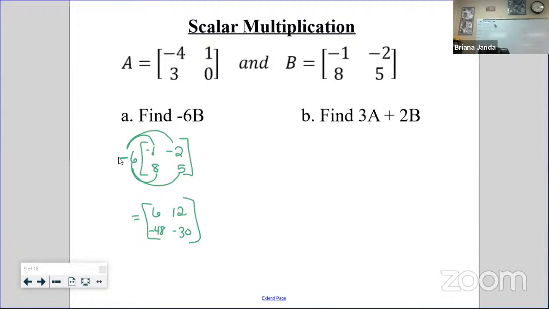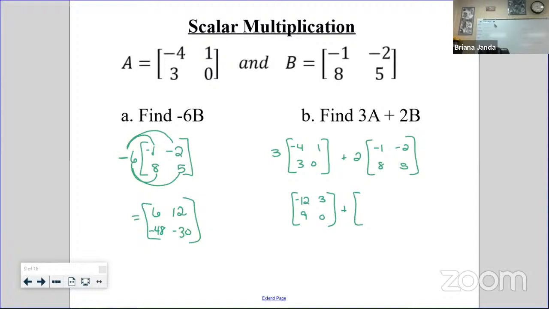Similarly, on this next one, which combines our multiplication and addition, I would multiply my scalar multiple through each of those and then combine my corresponding terms from A to B. So when I go ahead and multiply everything by 3, we get -12, 3, 9, 0. -2, -4, 16, and 10. Double check all my numbers so that I don't make a mistake there. And then we just add our corresponding elements.